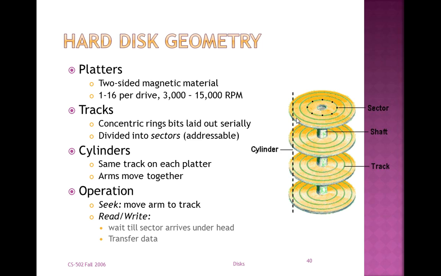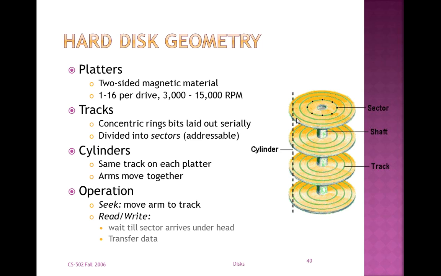Then tracks. What are the tracks? They are the concentric rings where bits are laid down serially, and they are divided into sectors. Then tracks are divided into multiple sectors. Next is your cylinders, that is the same track on each platter, and the arms move together.